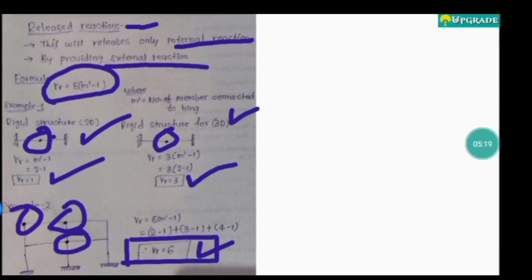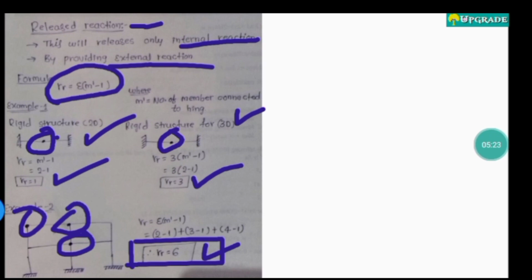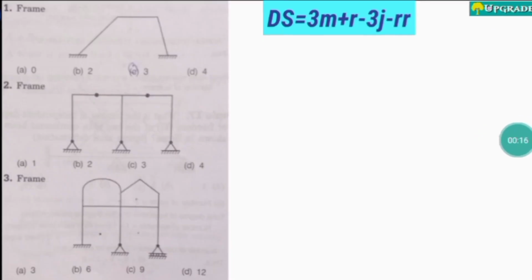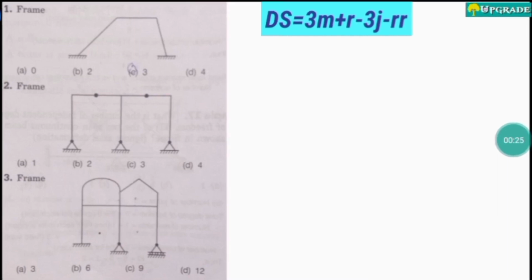Now moving to calculate the ds for a beam, frame and trusses. So now we solve some problems on beam, frame and trusses. Go through the first problem. They gave the frame with the fixed support. So put the values.